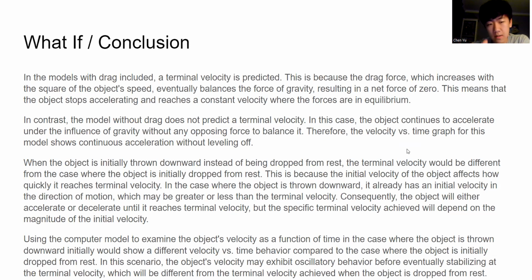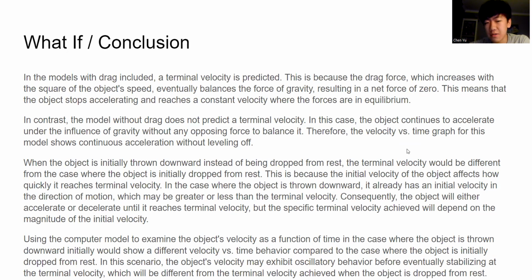In contrast, the model without drag does not predict a terminal velocity. In this case, the object continues to accelerate under the influence of gravity without any opposing force to balance it. Therefore, the velocity versus time graph for this model shows continuous acceleration without leveling off.